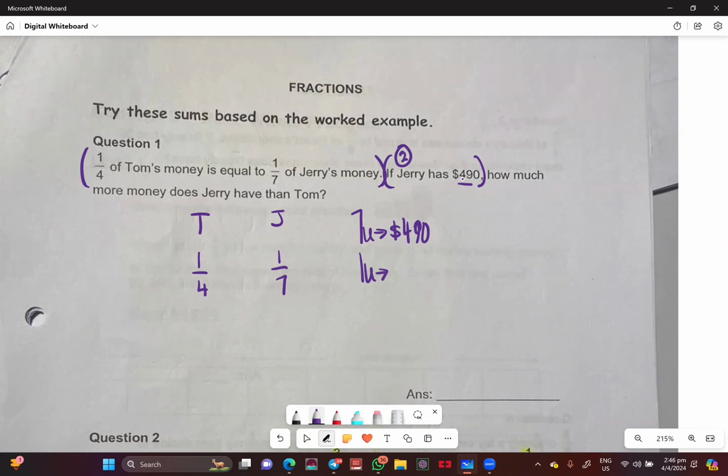Alright, how do I find Mr. Green Man? I just simply have to do 490 divided by 7. So I write down 490 divided by 7. Why divide by 7? Because how do I get from 7 to 1? I divide by 7. True? Alright, I will get to an answer of $70. Make sense or don't make sense?